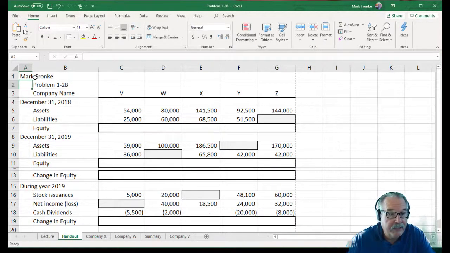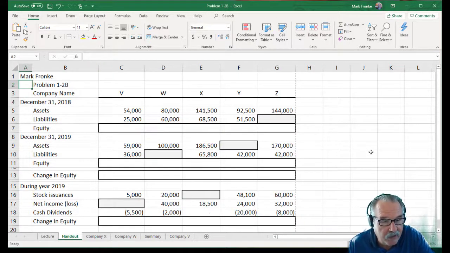And we'll go through the calculations here to see how the accounting equation works. And this should be totally reviewed. This is the same thing that you did in your accounting 100 class.